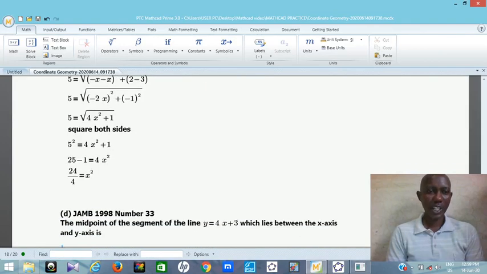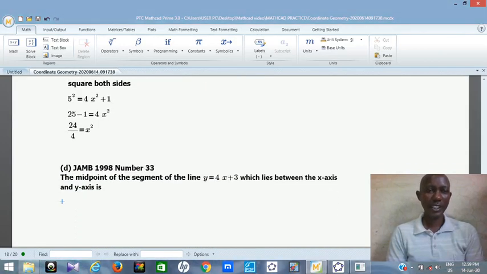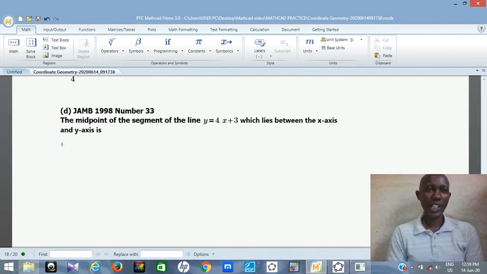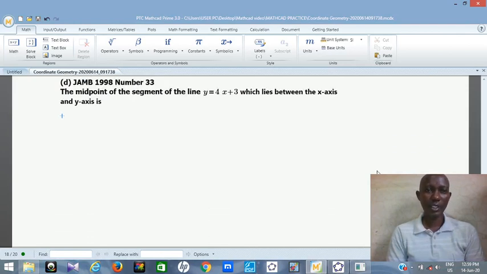Okay, the next question I have here is taken from 1998, number 33. It's also a JAMB question. And you can see the question. It says the midpoint of the segment of the line y equals 4x plus 3, which lies between the x-axis and y-axis is.